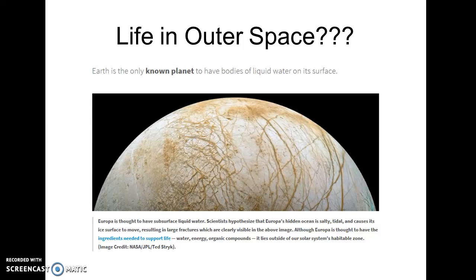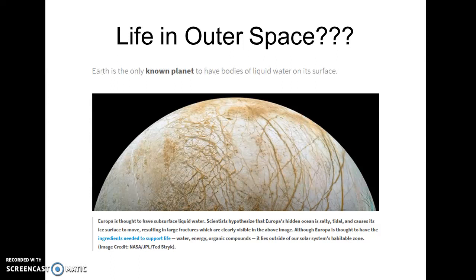So starting up, life in outer space. NASA is always searching for water on other planets, and in 2015 they confirmed that liquid water was found on Mars. This is one of the moons of Jupiter here, this picture. And they believe that it has a subsurface ocean, so that this is all covered in ice, but all of these fissures that you see on the surface is actually ice that has shifted.